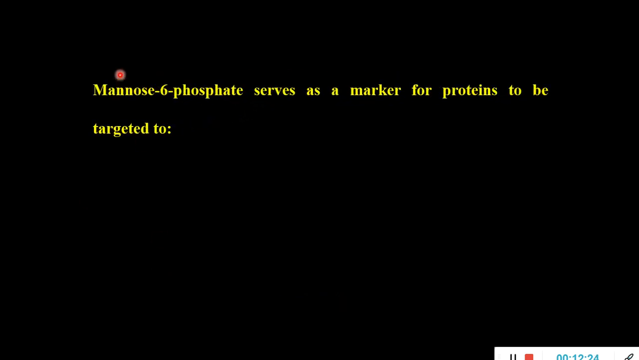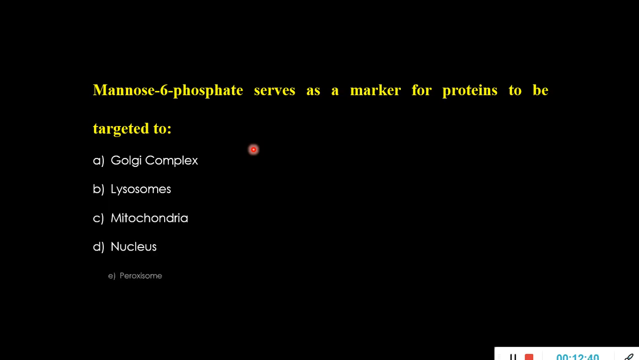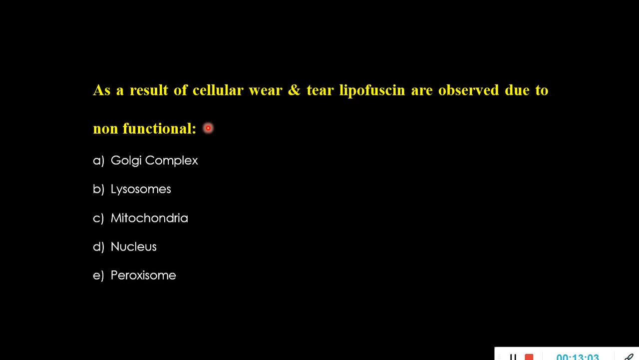Number two question: mannose 6-phosphate serves as a marker for proteins to be targeted to. If the mannose 6-phosphate is not present, protein cannot enter which cell organelle? Number one, Golgi complex. Number two, lysosomes. Number three, mitochondria. Number four, nucleus. Number five, peroxisomes. Which is the right answer? Yes, it's lysosome. Then, as a result of cellular wear and tear, lipofuscins are observed due to non-functional what? Non-functional Golgi complex, lysosomes, mitochondria, nucleus, or peroxisomes? The answer is again lysosomes.